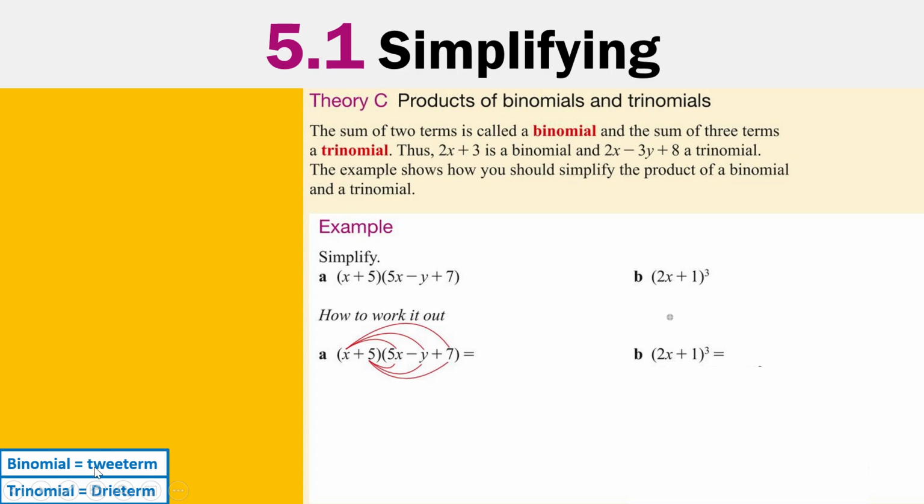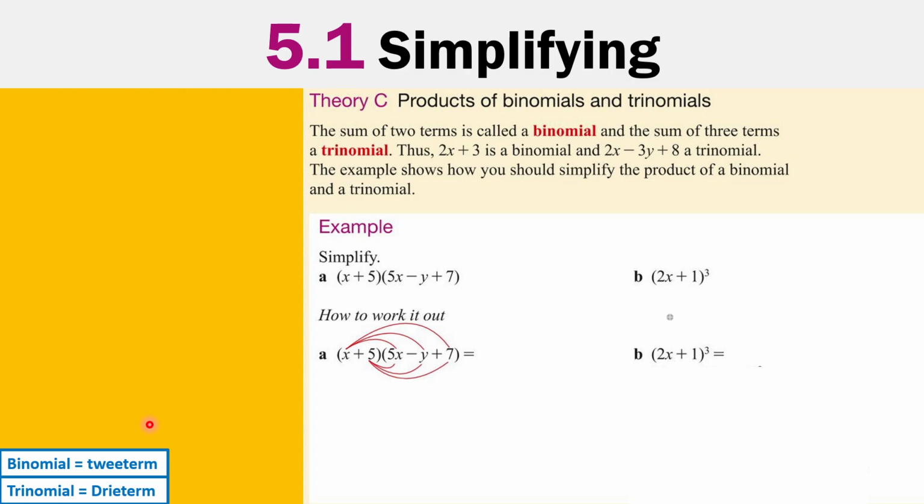In Dutch, een tweeterm. Twee dingen bij elkaar opgeteld, 2x plus 3. Well, then maybe it won't be a surprise to hear that a trinomial is a sum of three things. For example, 2x minus 3y plus 8, or 7x plus 3y minus 11. Drie termen, drie dingen bij elkaar opgeteld of van elkaar afgehaald.